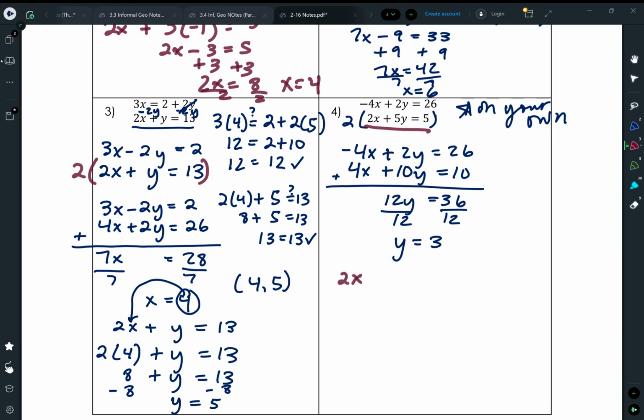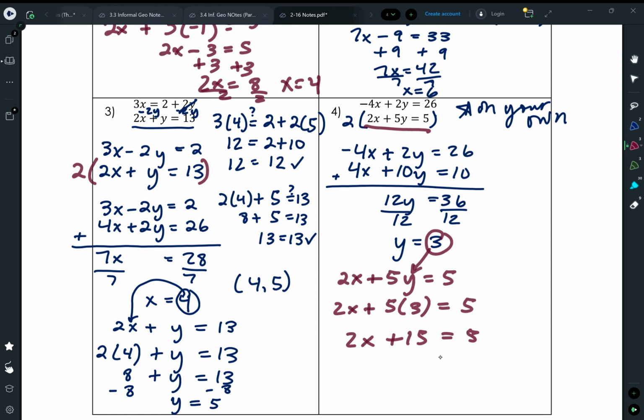Remember, you can use any of those equations. And this time I'm going to be substituting 3 for y. So 2x plus 5 times 3 equals 5 is 2x plus 15 equals 5. Subtract 15 on both sides and divide both sides by 2. So x is equal to negative 5. So this one has a solution of negative 5 comma 3.